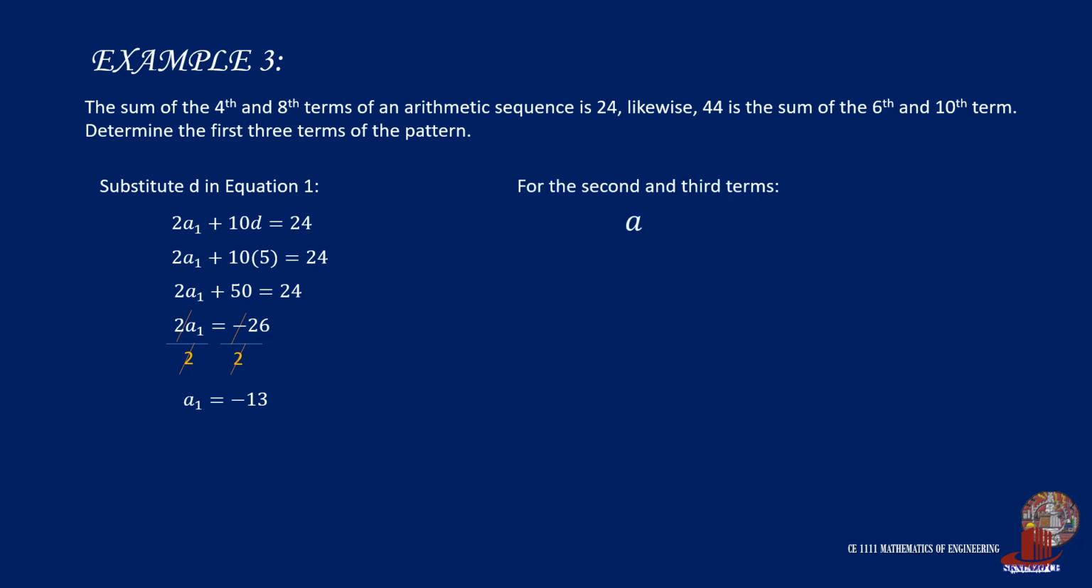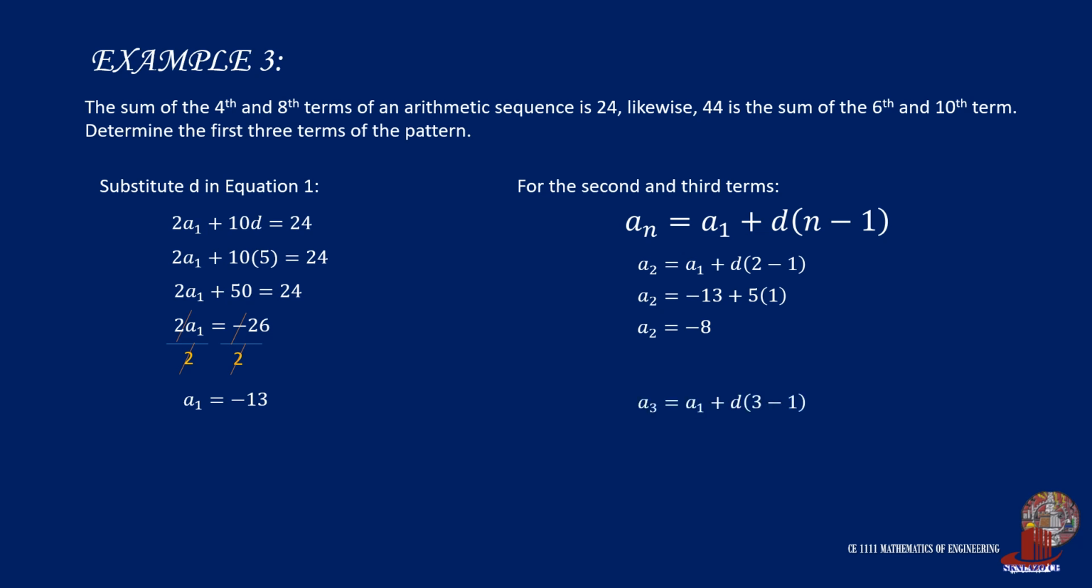Let's continue solving for the other two succeeding terms using the explicit formula. A sub 2 is a sub 1 plus d times 2 less 1, or that is a sub 2 is equal to negative 13 plus 5 times 1 to get a sub 2 as negative 8. The third term is a sub 1 plus d times 3 minus 1, which is simplified as a sub 3 is equal to negative 13 plus 5 times 2, or negative 3.